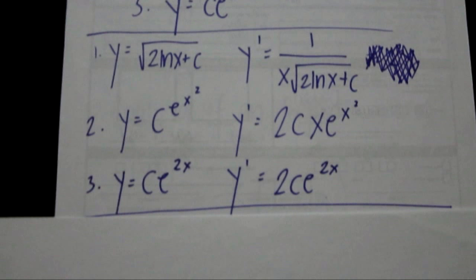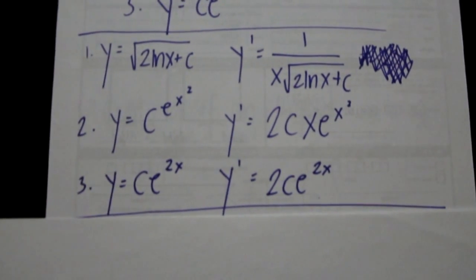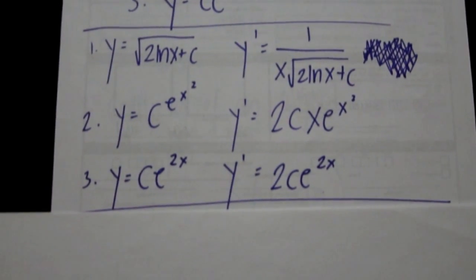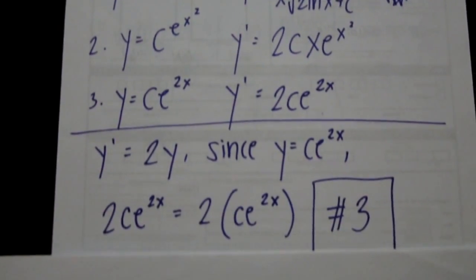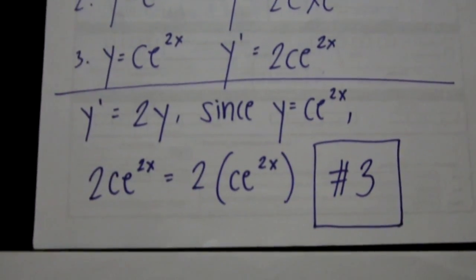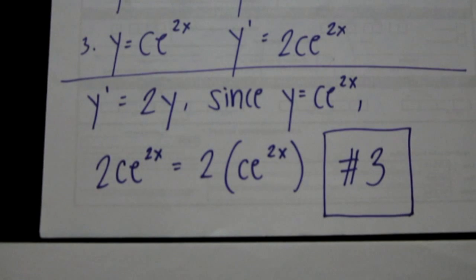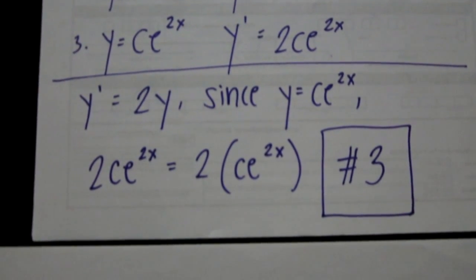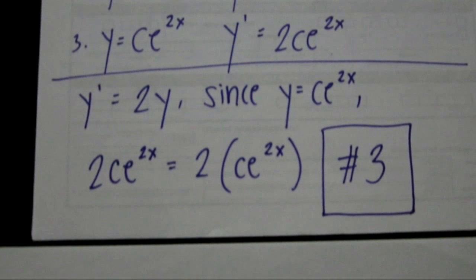Apologies, c should not be raised to e raised to x squared. But anyway, we get 2c x e raised to x squared for that one. Lastly, for c e raised to 2x, we get 2c e raised to 2x. How do you find the solution? Well, we substitute. If we substitute all y's to y prime equals 2y, we'll see that y equals c e raised to 2x is the one that satisfies the differential equation. So, y equals c e raised to 2x is candidate number 3. So, that's one of the solutions to this differential equation.